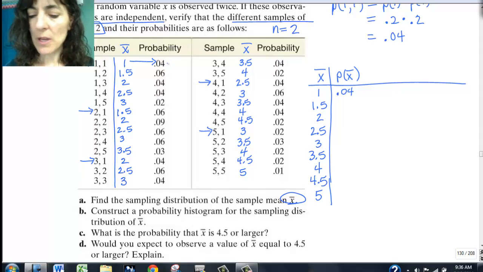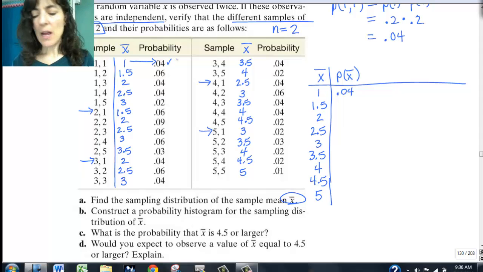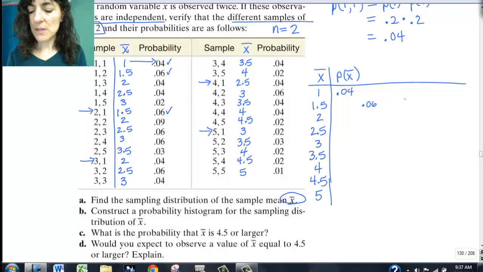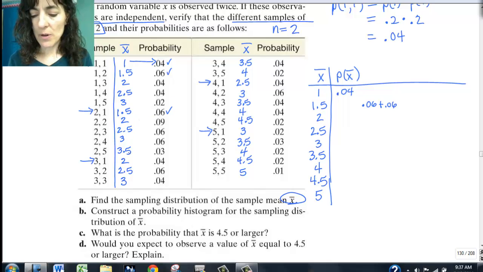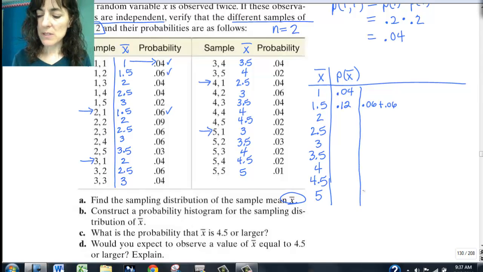And then I'm just going to put a little check there. And then I'm looking at 1.5, that's my next one. And so I have one that has a probability of 0.06, so I'm just going to write that to the side and put a check by it. And I'm looking for more 1.5s. There's one, and it's also 0.06. And look for another 1.5. And that's it. So the total is going to be 0.12. And I'll just kind of keep those separated so I can see my work.